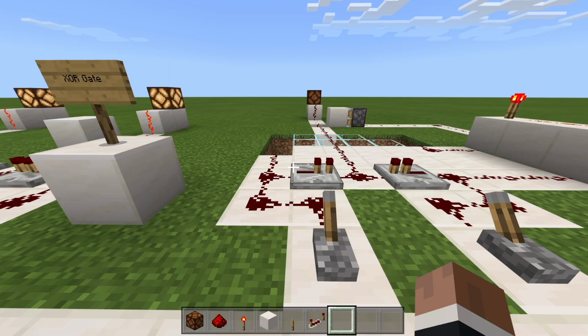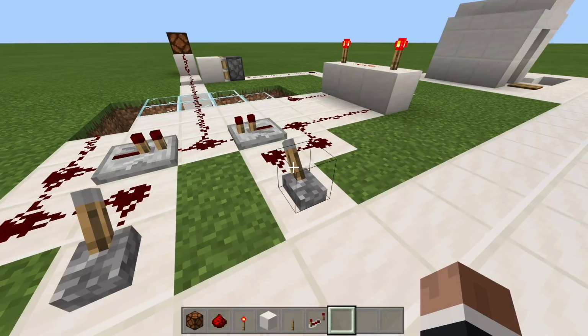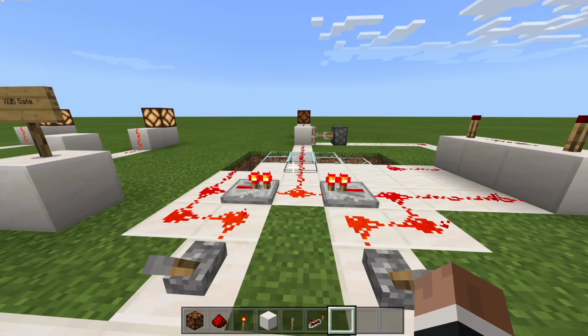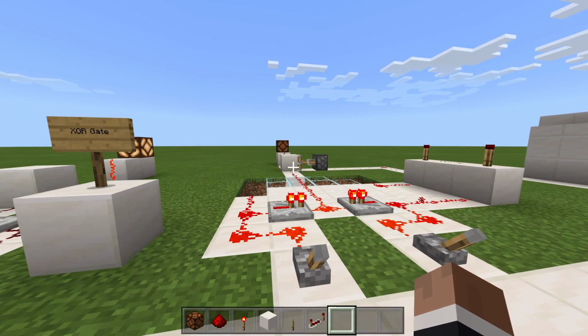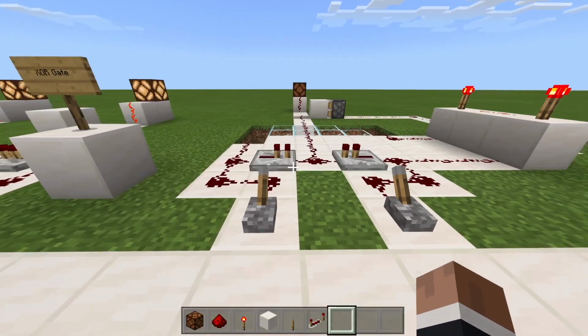So this gate functions in this way. When you have both of the inputs off, the output will be 0. If you switch one on, the output will be 1. If you switch another input on, the output will still be 1. However, if you switch both the inputs on, the output will switch off. And this is why it's called the exclusive OR gate, because it can only be exclusively one input to give you an output. Now I'm going to go through and show you how I've made this gate.